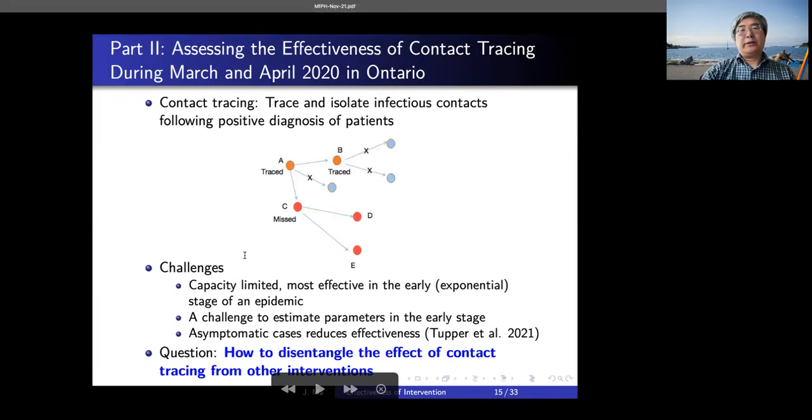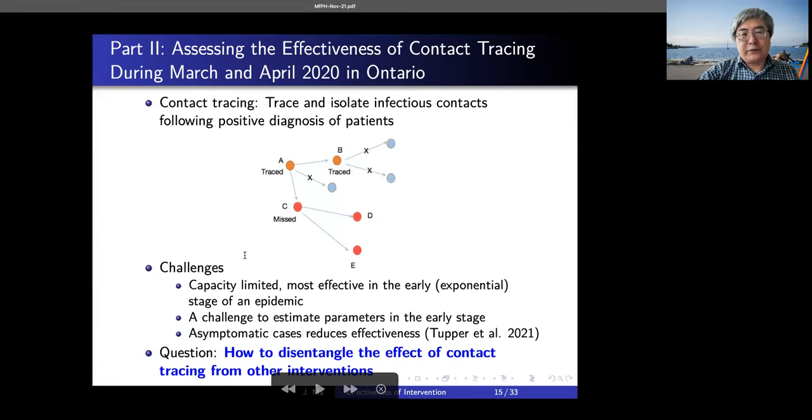Another part is actually even harder because we want to estimate the effectiveness of contact tracing during the very early stage of the pandemic. And contact tracing is just the control measure where we trace the new cases and find all their contacts and try to isolate or quarantine their contacts.